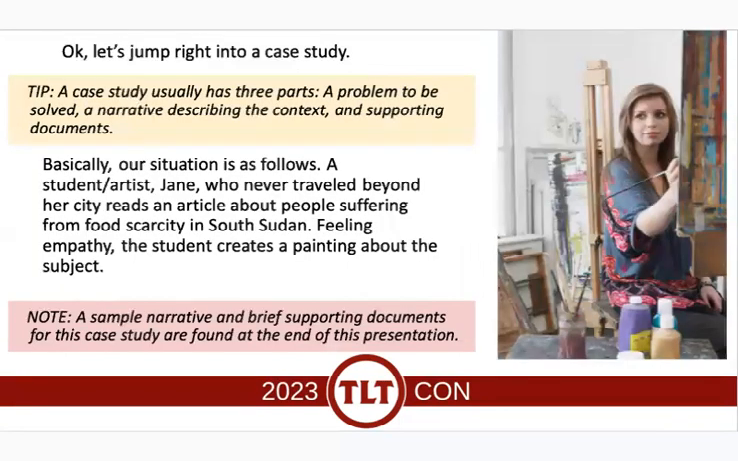Okay, rather than deal with a lot of theory at this point, let's jump right into a case study. Basically, our situation is as follows. We have a student or an artist named Jane who has never traveled beyond her city, and she reads an article on the internet about people suffering from food scarcity in South Sudan. Feeling empathy, Jane decides to create a work of art about the subject.